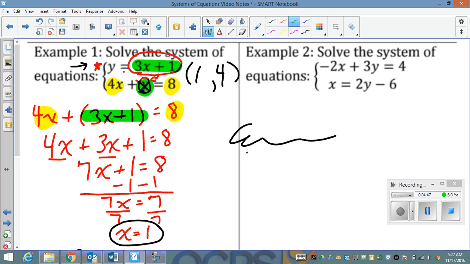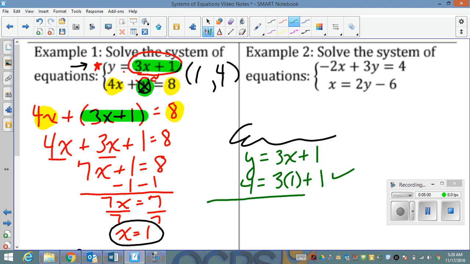If I do y equals 3x plus 1 and plug in 1 for x and 4 for y, I get a true statement. Hopefully you can see that without much work. And if I do 4x plus y equals 8, and I plug in 1 for x and 4 for y, I also get a true statement. So 1 comma 4 is the solution for this system of equations.